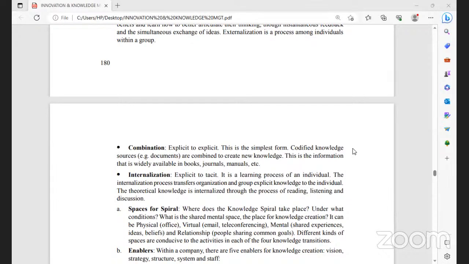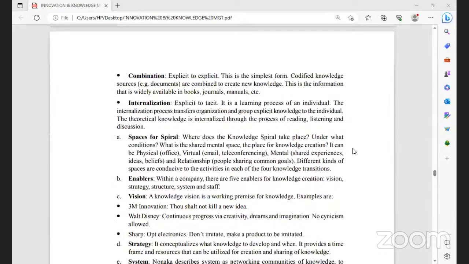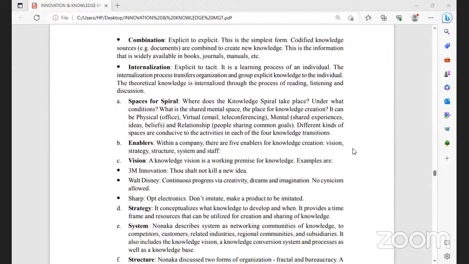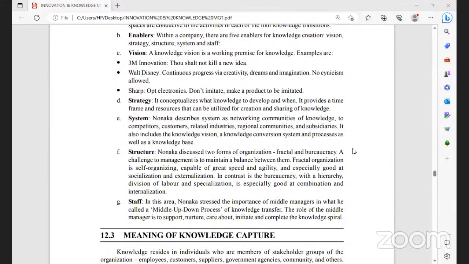Next one is internalization, explicit to tacit. It is a learning process of an individual, very simple. The internalization process transfers organization and group explicit knowledge to the individual level, and which consists of, for discussion, spaces for spiral, enablers, vision, sharp, Walt Disney, 3M innovation.